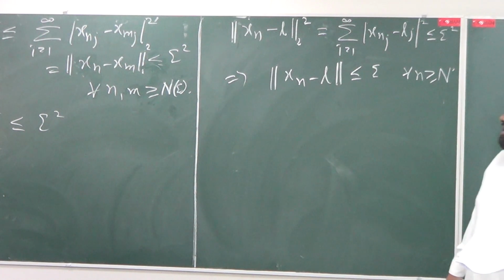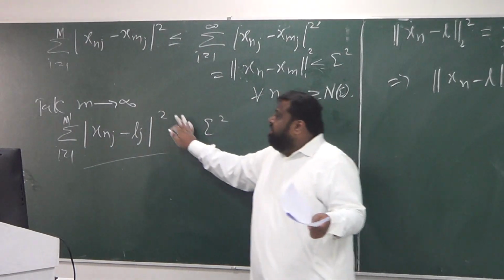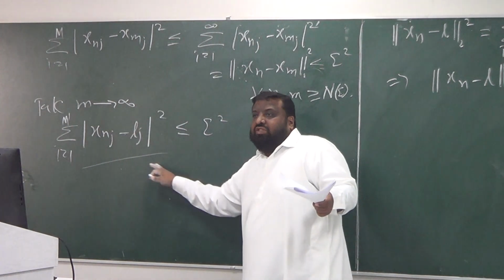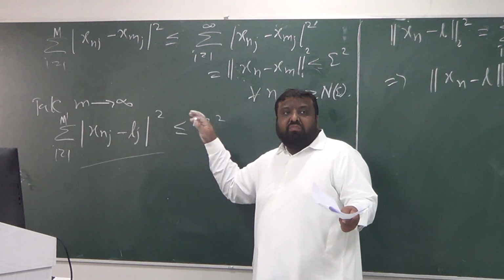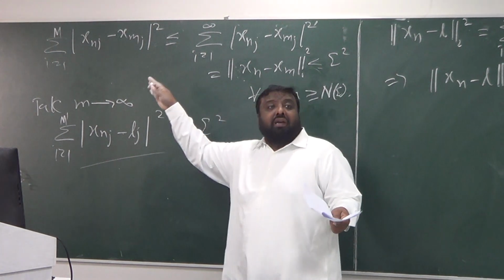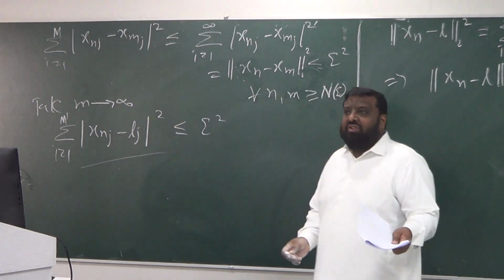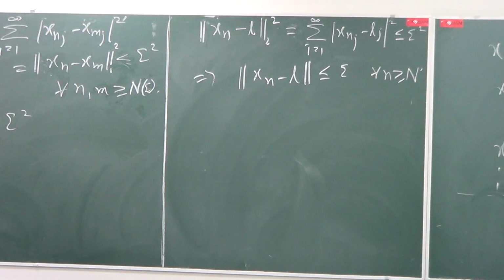So this epsilon square is an upper bound for this sequence of partial sums. But since this sequence of partial sums is increasing and bounded above, it must converge to its supremum. So that supremum should be less than or equal to epsilon square, because epsilon square is an upper bound. This is what the monotone convergence theorem is telling you.